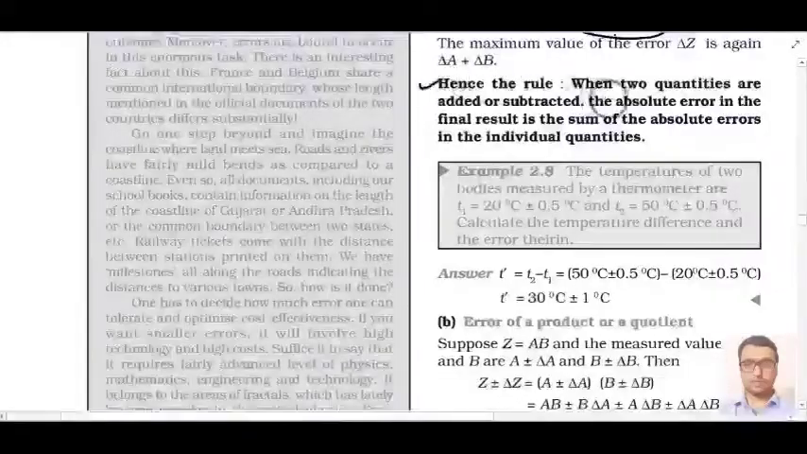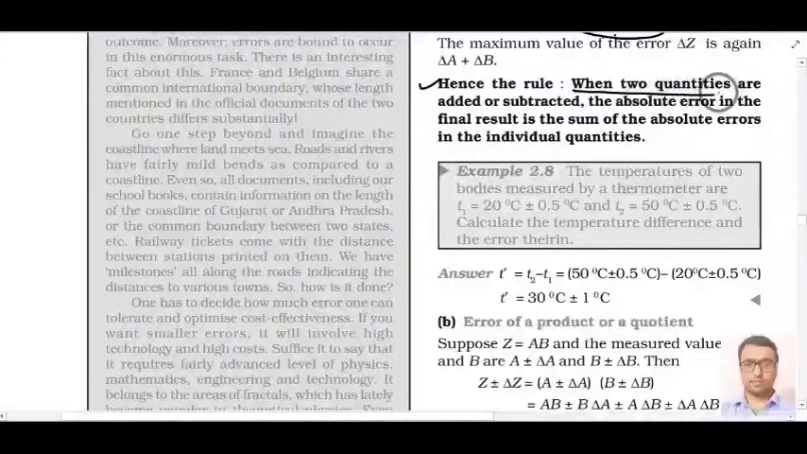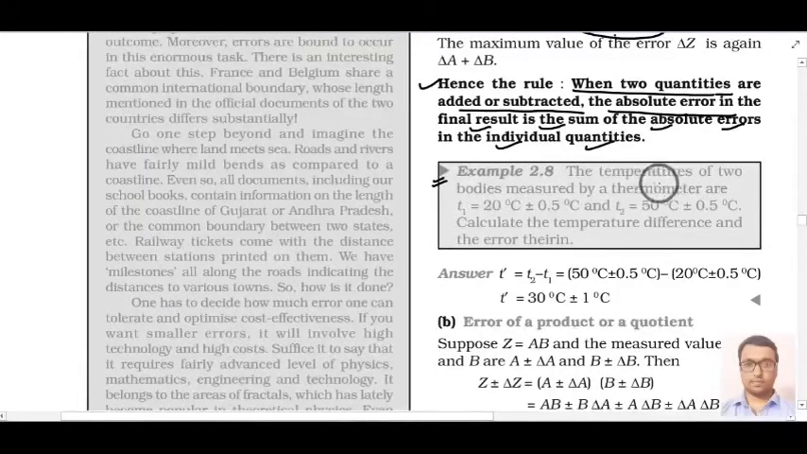So what is the rule? That when two quantities are added or subtracted, the absolute error in the final result is the sum of the absolute errors in the individual quantities. For example, you can consider this one, example 2.8.